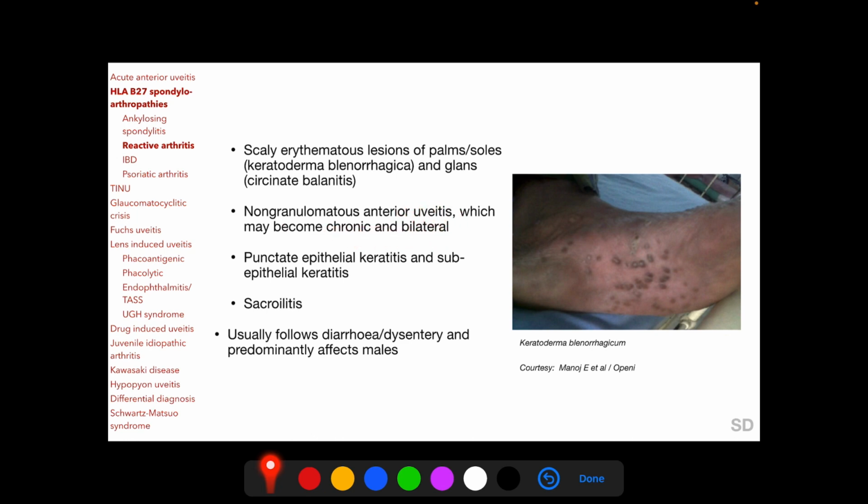Other typical features of reactive arthritis are scaly erythematous lesions of palms and soles called keratoderma blennorrhagicum, and of the glans called circinate balanitis. The non-granulomatous anterior uveitis in reactive arthritis syndrome may become chronic and bilateral. They may also have punctate epithelial keratitis and subepithelial keratitis, and as a part of HLA B-27 spondyloarthropathy, they can also have sacroiliitis. Reactive arthritis syndrome usually follows diarrhea or dysentery and predominantly affects males.